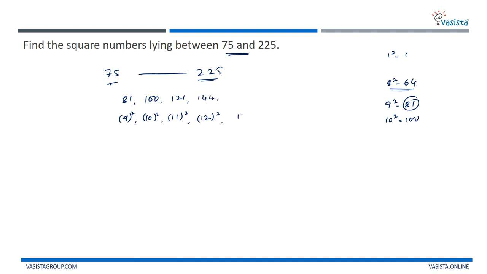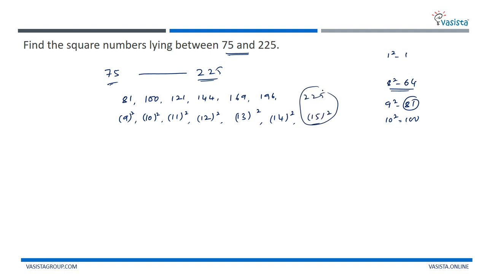Next is 13 square. 13 square is 169. Next is 14 square. 14 square is 14 into 14, that is 196, and 15 square is 225.